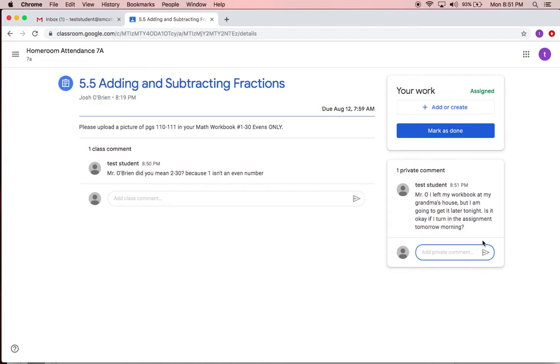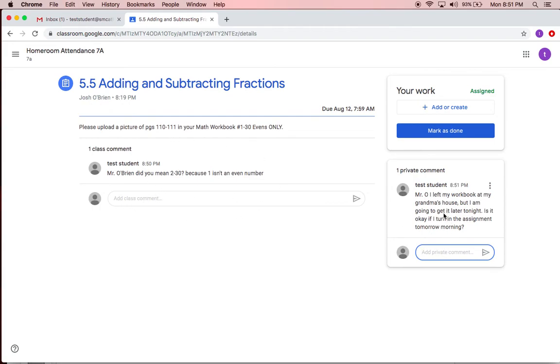I mean, I make mistakes. I leave things places all the time. The important thing is you get the work done and you turn it in, right? And it's important that you get a little bit better each and every day, and you try not to make those silly mistakes like leaving things around. Try to be a little bit more responsible. So again, one way you could ask about an assignment is by doing a class comment, which is public. And we want to ask things in the class comments that are helpful for everyone.